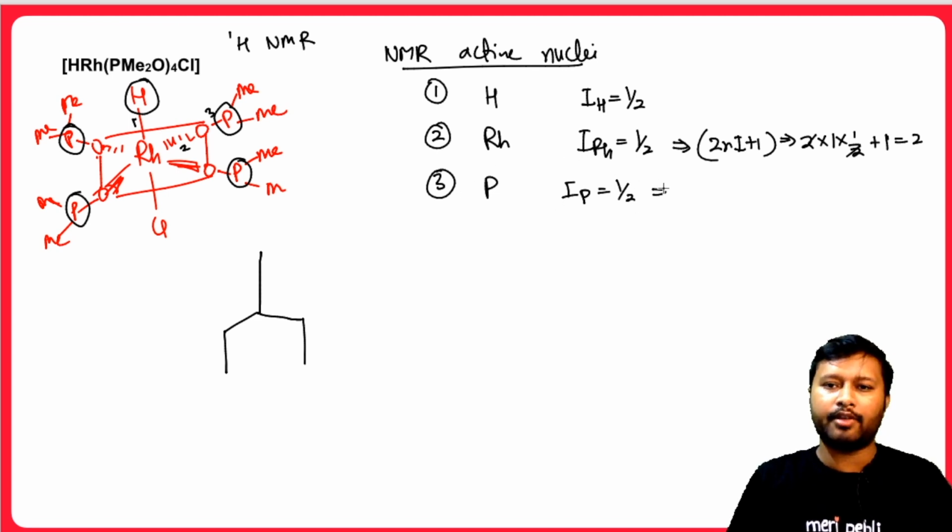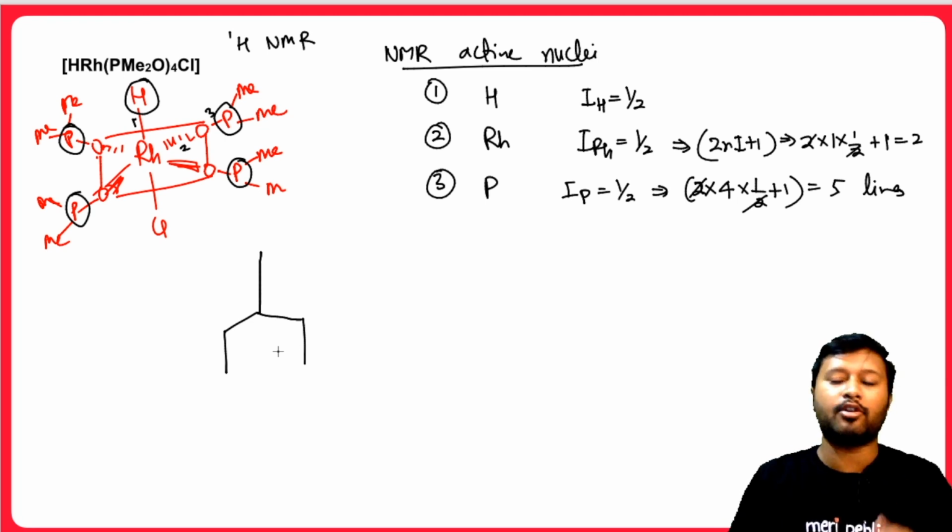The I value is half. So how many splitting lines are we going to expect? 2 into, how many phosphorus are there? 4. So 2 into 4 into the I value of phosphorus, which is half, plus 1. If I solve this, I get 5 lines. That means each of these lines is going to split into 5 lines because of the phosphorus. So let us split it up.